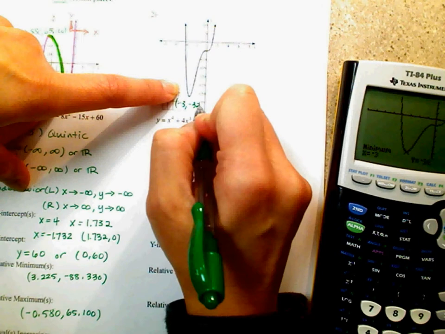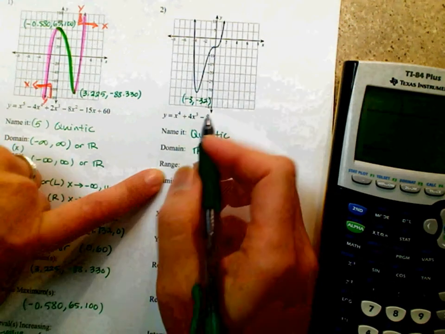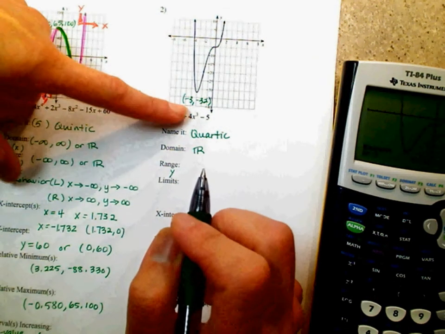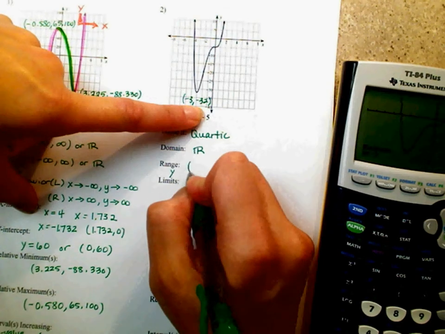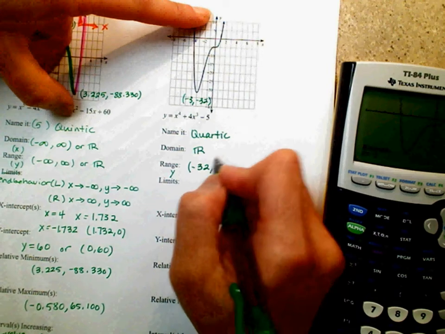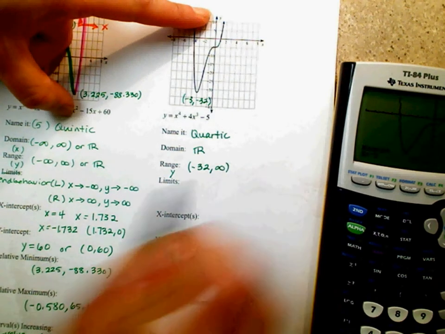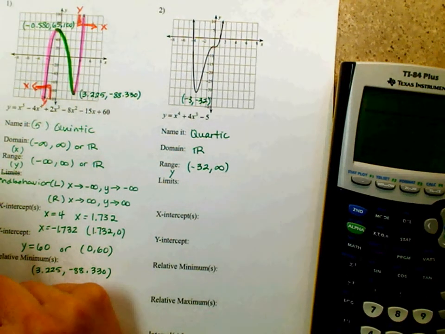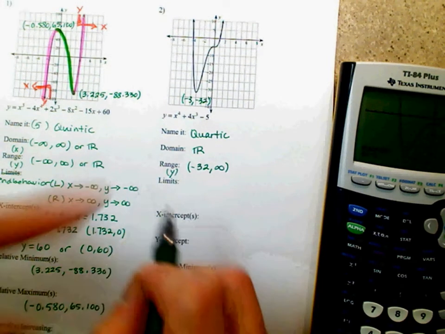Range is always your y value. So how low? What is your low y value? It starts at negative 32. How high is this going? It continues on toward the positive. So it's infinity. Always your y value, okay? Not your x. Let's take a look at our end behavior.